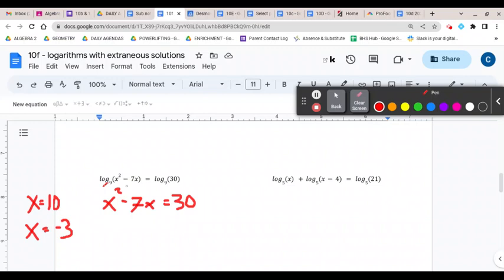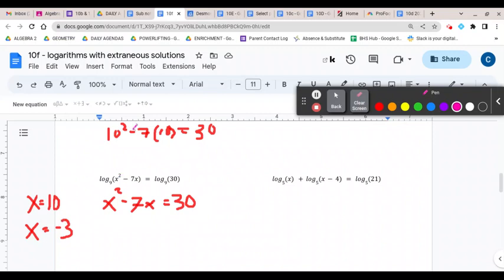All right. So we go to plug these in. If we put 10 in there, we have 10 squared minus 7 times 10. All right, that would equal 30. No problem.